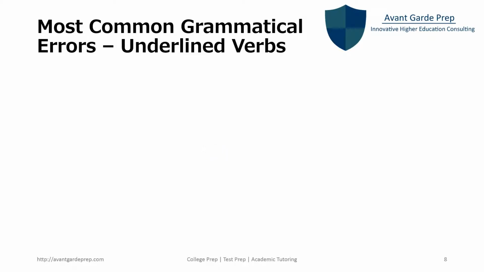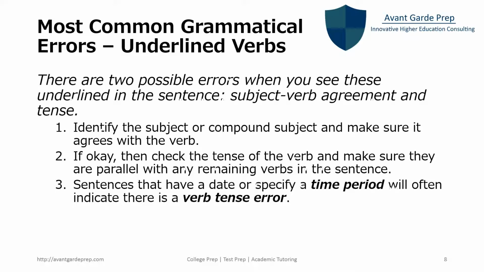Okay, next we're going to be talking about the most common grammatical errors that you find on ISE questions. These go in order from most common to least common. So the most common grammatical error you'll see in ISE questions are verbs. There are 2 possible reasons that a verb might be underlined as incorrect in the sentence: subject-verb agreement and then verb tense.